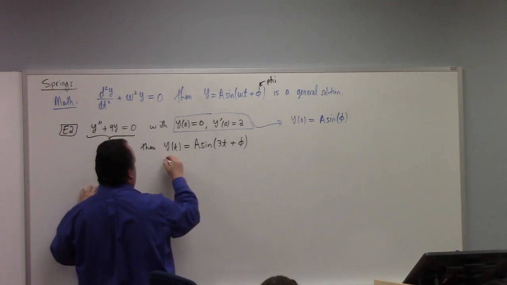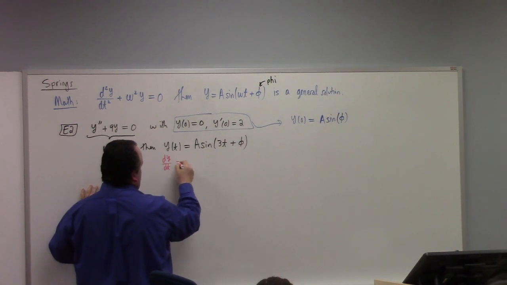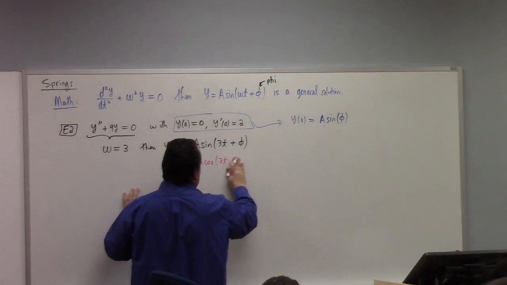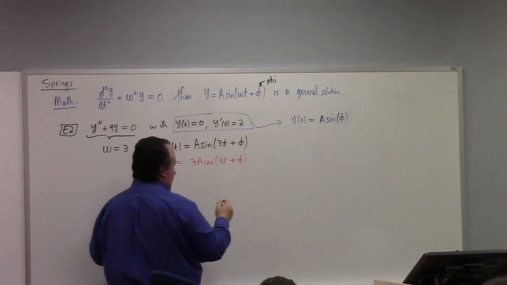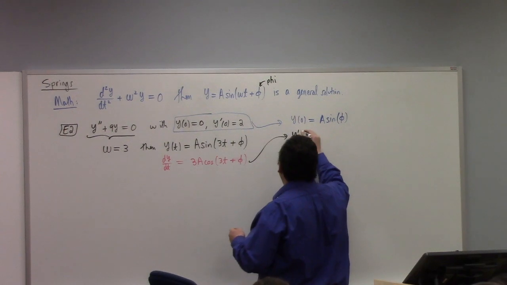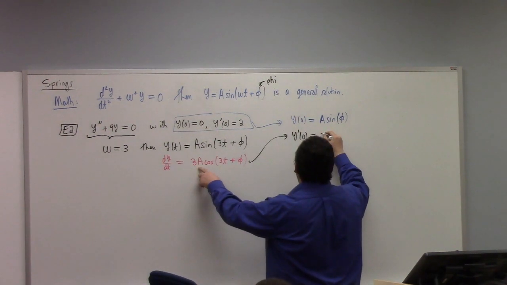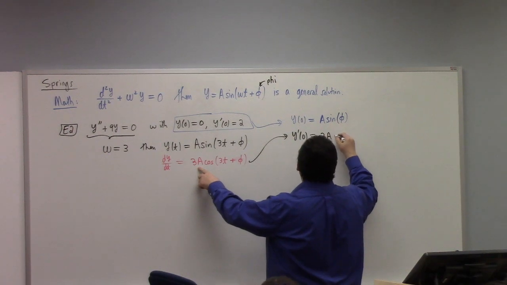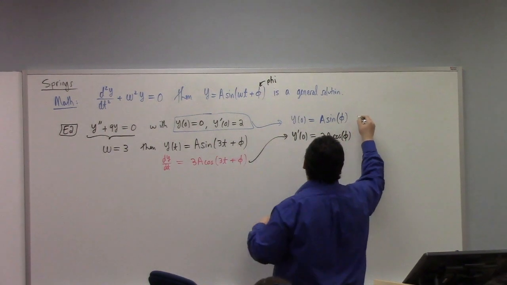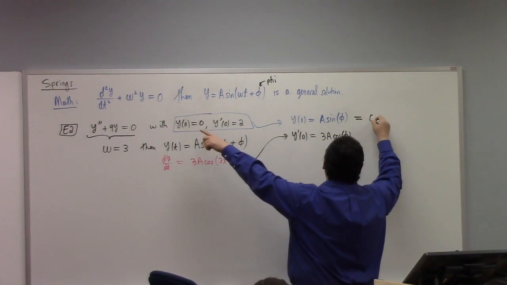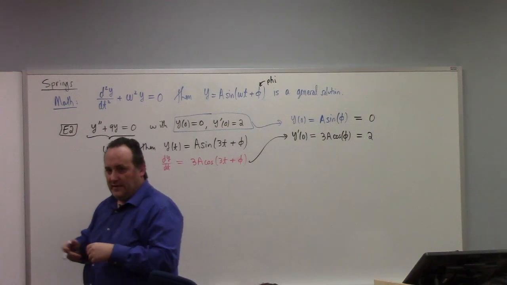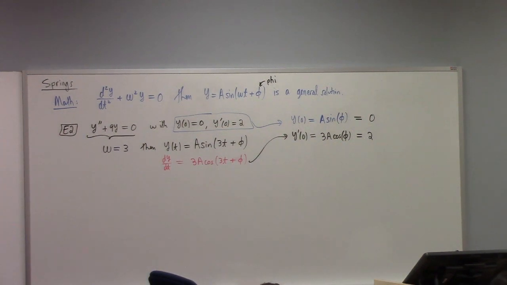And let's see here. Let's differentiate this. dy/dt is 3A cosine of 3t plus the phase, by the chain rule, right? So this gives me y'(0) is what? 3A cosine of the phase angle phi, right? Now these are given, for this problem, to be 0 and 2. So now we've got to solve these equations. It's a little bit of trigonometry, but we can do it.